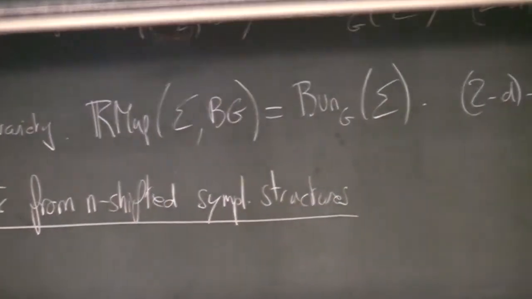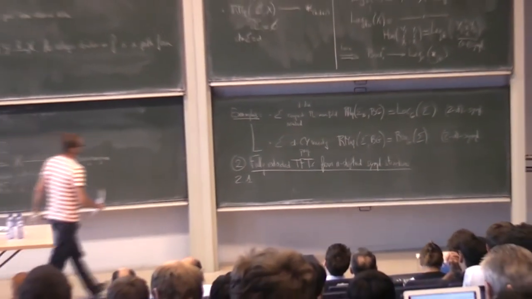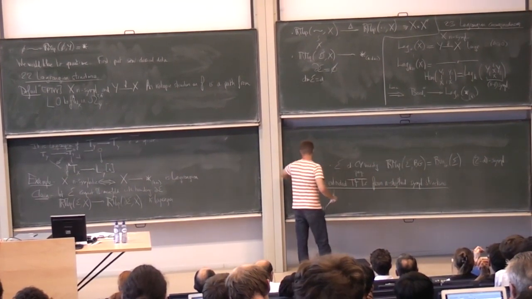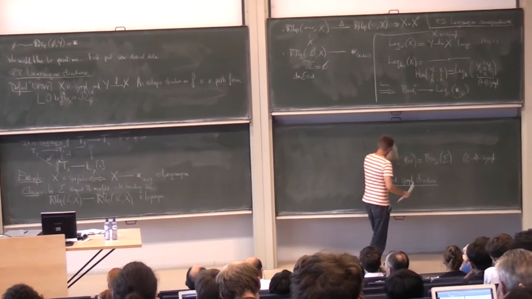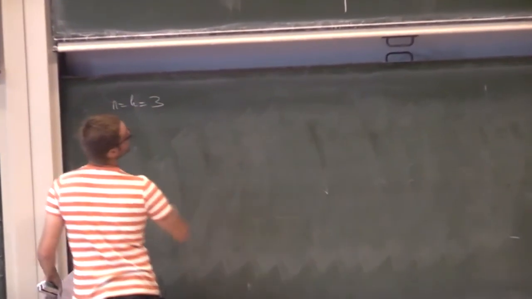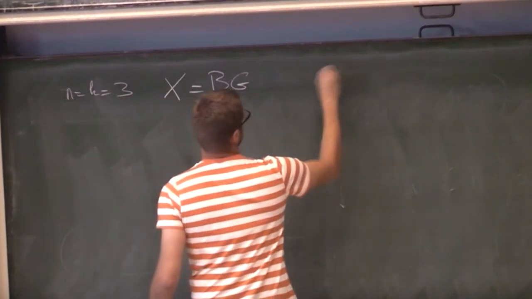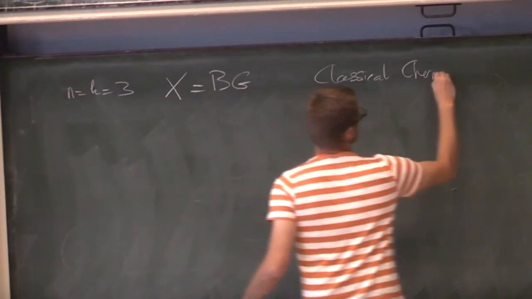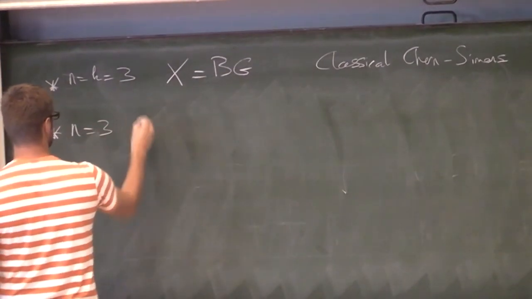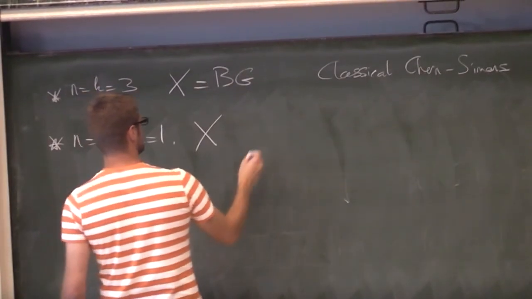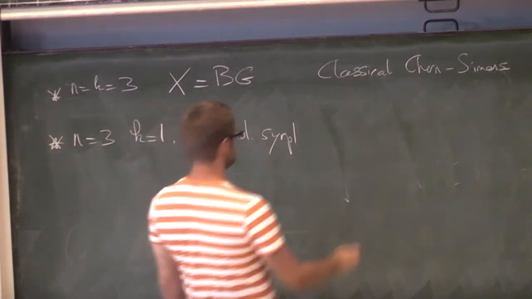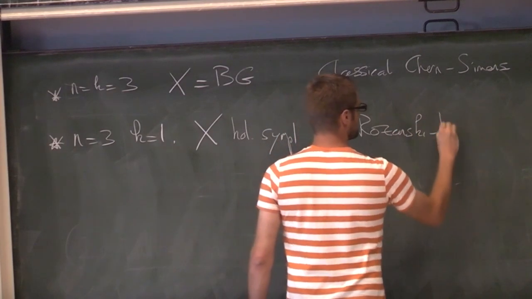And let me give you an example. Chern-Simons theory is just this with n equals 3. So when you take n equals k equals 3, X equal BG, this is classical Chern-Simons. There is another very interesting situation. It's still n equals 3, but k equals 1. You take X being a holomorphic symplectic, or an algebraic symplectic variety, and this is what is called Rozansky-Witten theory.